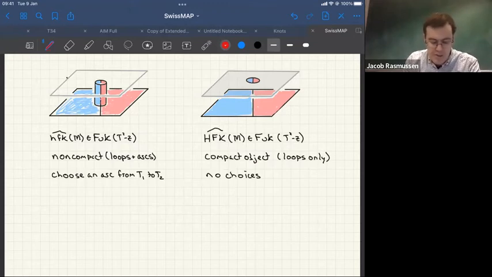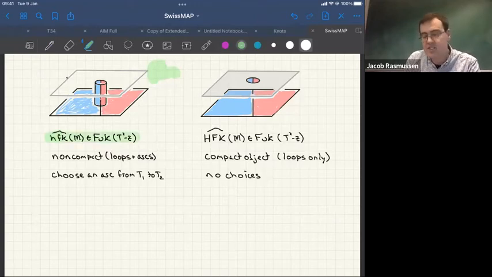If I do this thing where I use the arc, joining the 2 things in the tube, then I get something that I'll call little HFK. Okay, because it's smaller than the other option. And I'll get basically a non-compact set of Lagrangians. So in addition to closed loops, I'll get arcs. But it looks like there's a choice involved, right? I had to pick that arc.